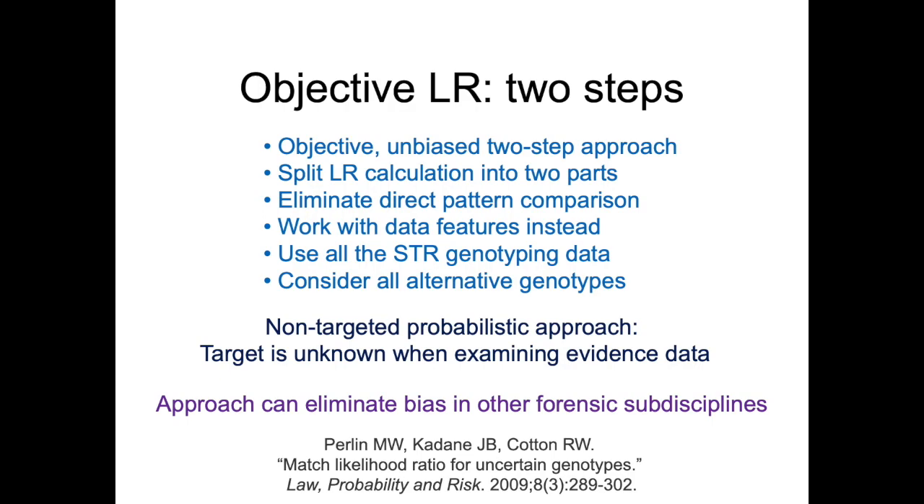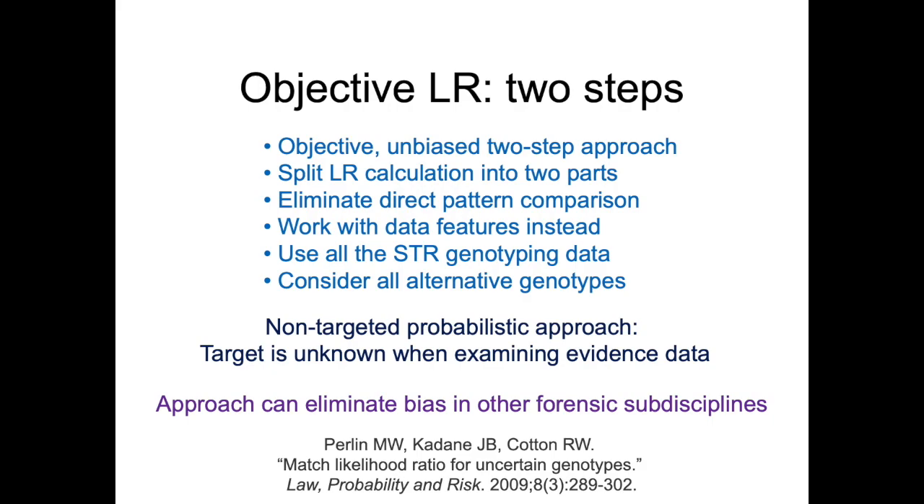The LR calculation is split into 2 parts. The first part never sees the target but does all the heavy lifting. This approach also eliminates direct comparison between patterns from the evidence and from a target. It works with data features instead, and necessarily involves probability because it's complete.